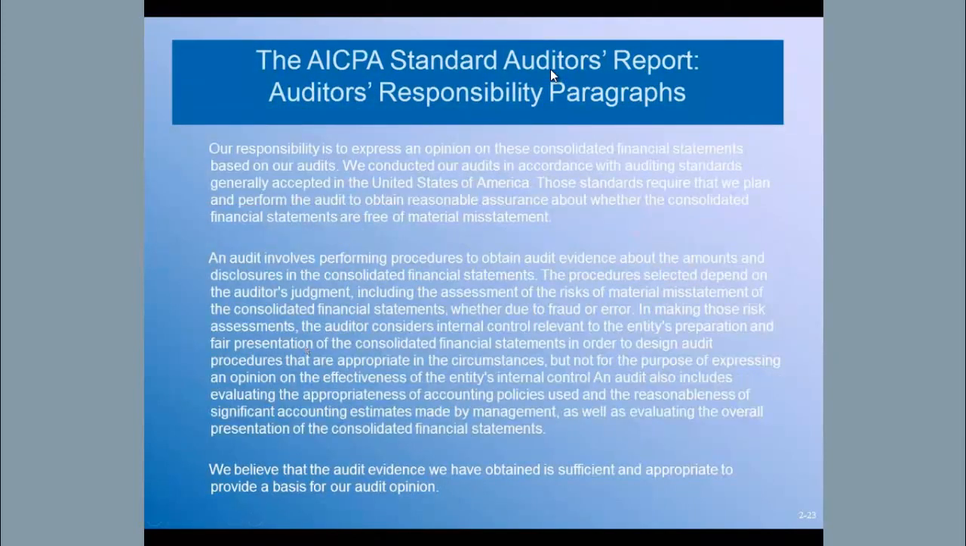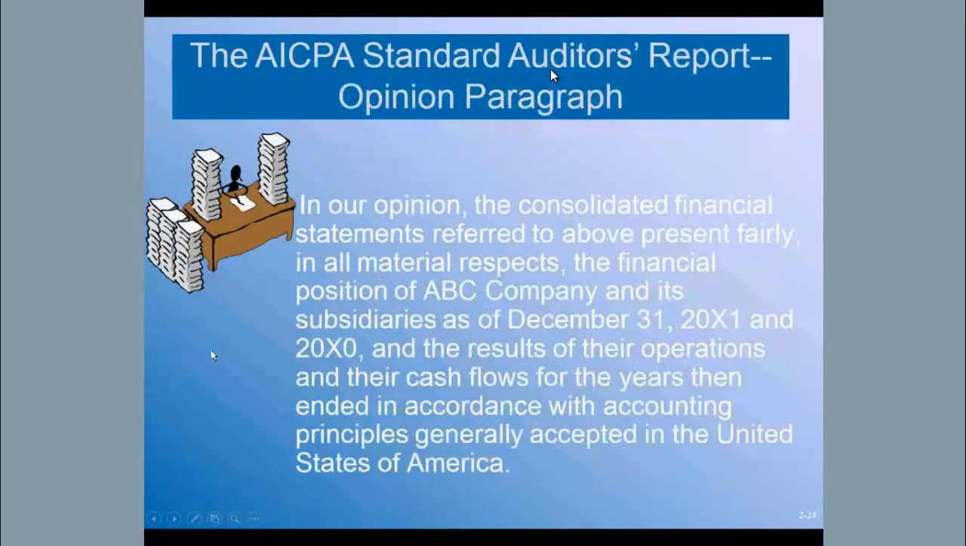What's our responsibility? Our responsibility is to express an opinion. And that's what that talks about. And then there's a description of what an audit is. And it goes through exactly these words again. We'll talk about fairness and internal controls. I'm not going to read you every word of it. But it talks about what our responsibility is. And then we go into the last paragraph that says, we believe that the evidence we obtained is sufficient and appropriate to provide a basis for our audit opinion. And then we give an opinion.